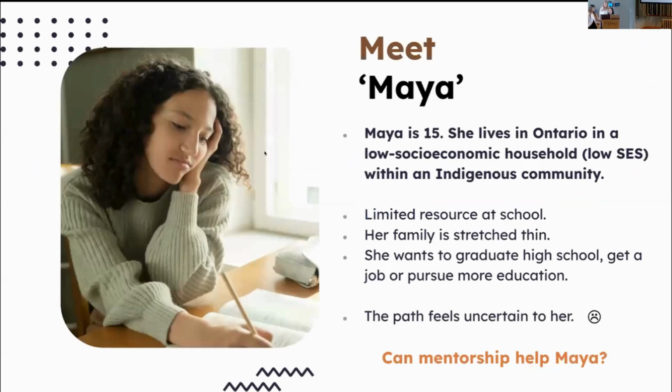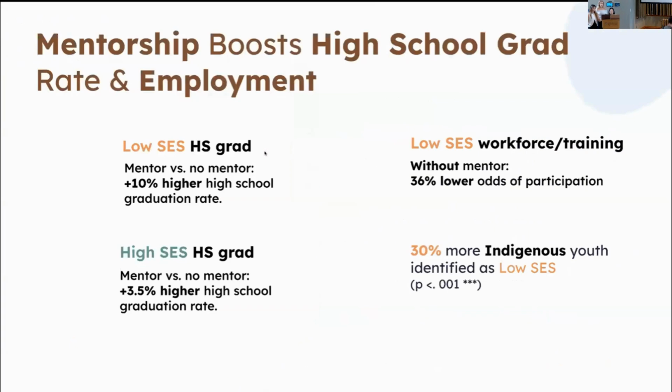So, this is Maya, a hypothetical persona. She's 15, lives in Ontario, and in a low-income household within an Indigenous community. Her school has limited support, and her family is stretched thin. She wants to graduate high school and get a job or pursue more education. Maya feels overwhelmed because the path feels uncertain to her. But what if Maya had a mentor, someone to guide, encourage, and open doors? Let's look at what our data can inform us for youth like Maya.